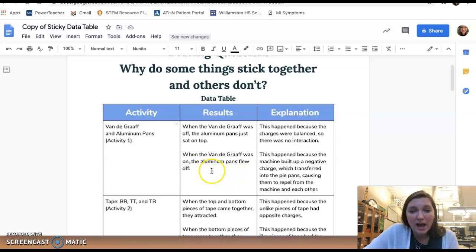When the Van de Graaff was on, the aluminum pans fell off. This happened because the machine built up a negative charge, which transferred onto the pie pans, causing them to repel from the machine and each other.